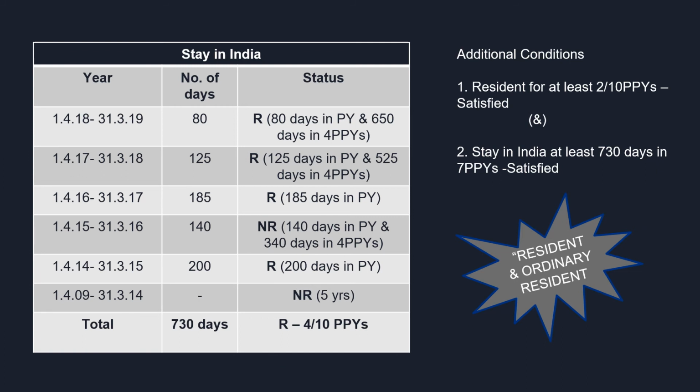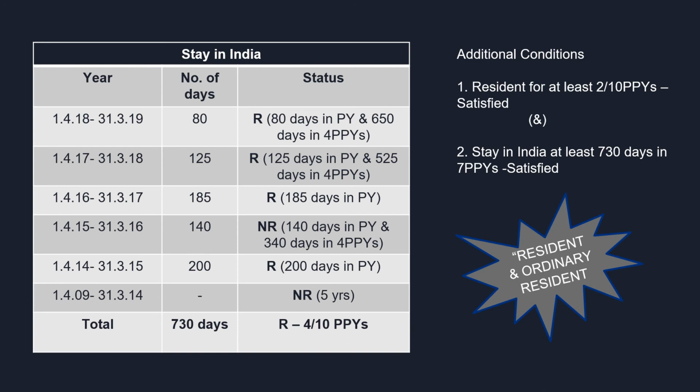Now, here we see he becomes a resident for 4 years. So, the first additional condition, which is resident for at least 2 out of 10 years, is satisfied because he is a resident for 4 years.